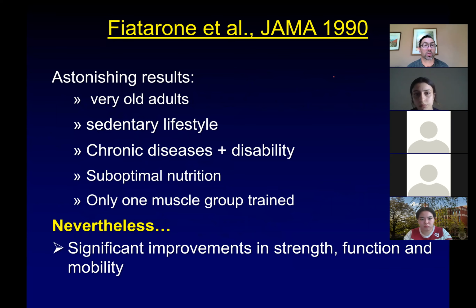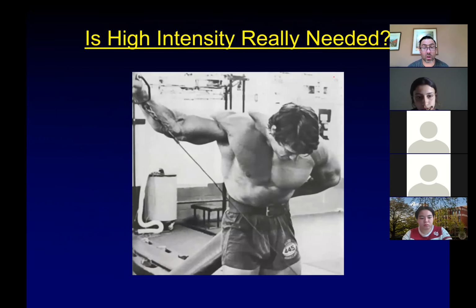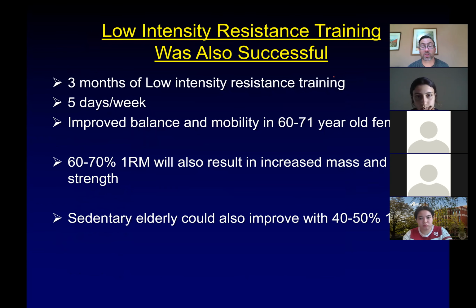Okay. So you don't have to do high intensity stuff either. So that was at 80% of 1 rep max. That's having very old individuals do what a typical resistance training program for younger folks would be. Okay. So here's one. We have some data that sedentary elderly folks using 40 to 50% of 1 rep max. I always laugh at this study. They use 60 to 70%.